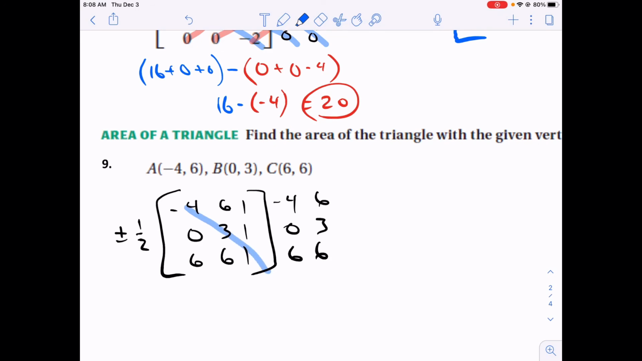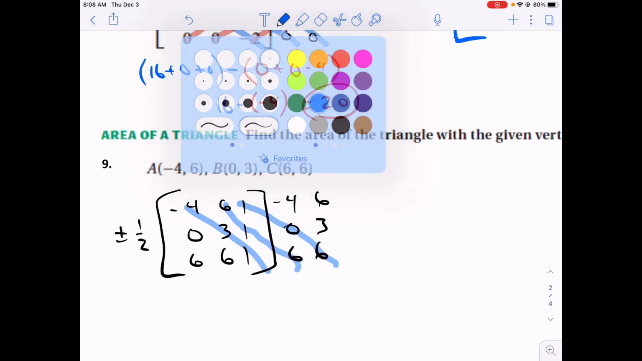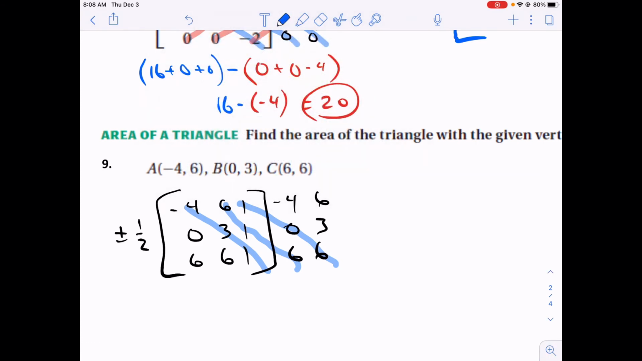Sometimes you can get them off here a little bit. Yeah, it goes like this, and then like that. So that's why I say the spacing kind of helps you see where things go. My spacing wasn't so good there. Got a little lost. All right, so we're going negative 4 times 3 is negative 12.